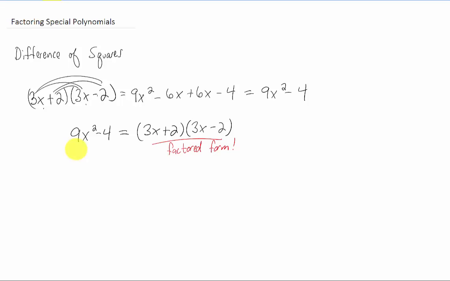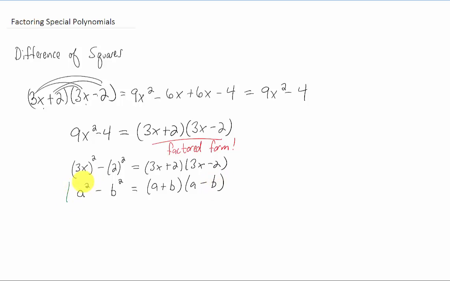But notice what just happened here. 9x squared is the same thing as the quantity 3 times x squared, and 4 is the same thing as 2 squared. So in other words, if we have some thing squared minus some other thing squared, we can factor that out just by doing the first thing plus the second thing times the first thing minus the second thing. In this box right here is what we call the general form for the difference of squares factoring.